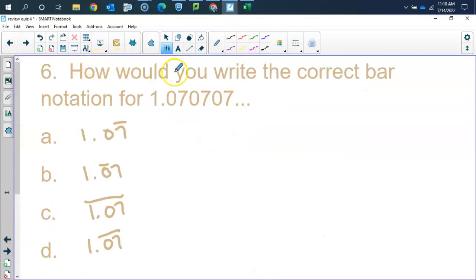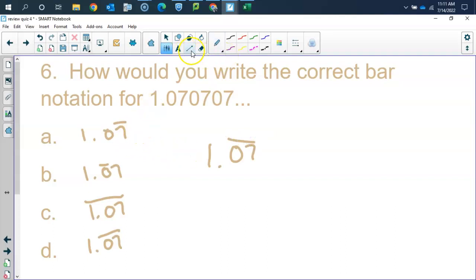Number 6, how would you write the correct bar notation for a decimal that looks like this? Remember, this dot, dot, dot means it goes on forever and ever. Go. Well, what's repeating here? 1.070707. So the 07 is repeating. So we need to put a notation over the 0 and the 7.